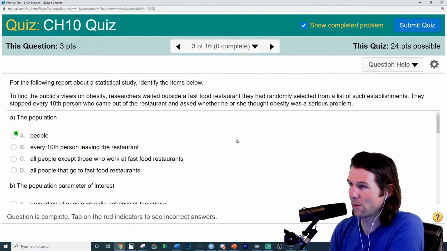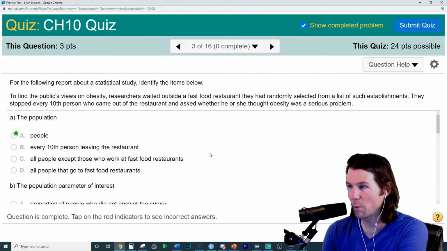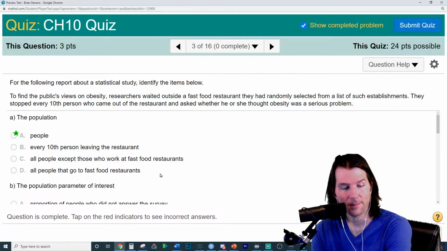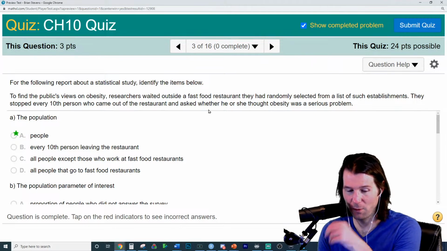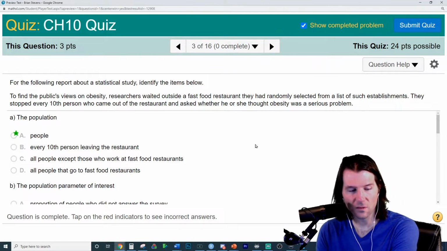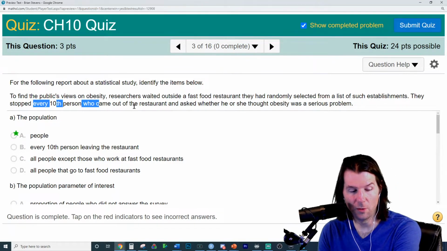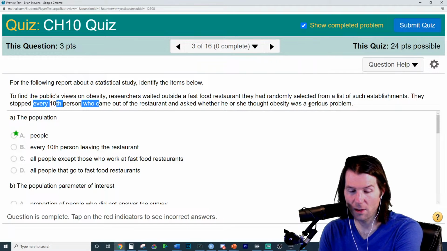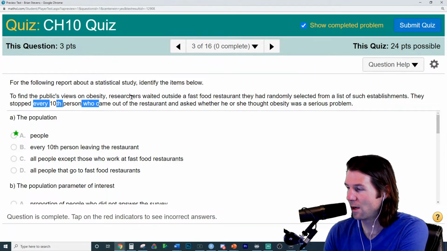So Alexander, I'm going to need your help big time because the answers are on here, but we need to do the answers without looking at them. So let's try this. You ready? To find the public's views on obesity, researchers waited outside a fast food restaurant. They had randomly selected from a list of such establishments. They stopped every 10th person, well, that's going to be their sampling method, who came out of the restaurant and asked whether he or she thought obesity was a serious problem. That's what they're interested in understanding.